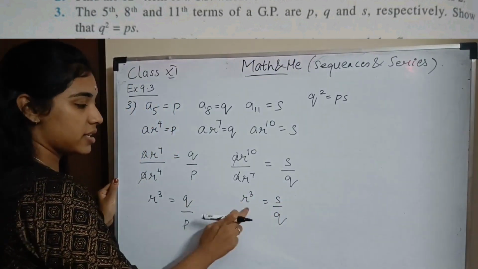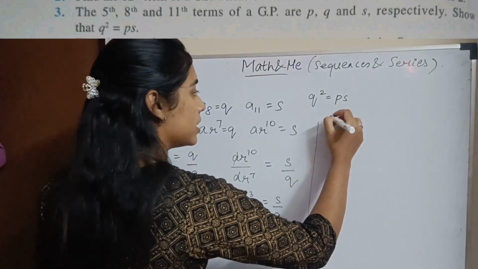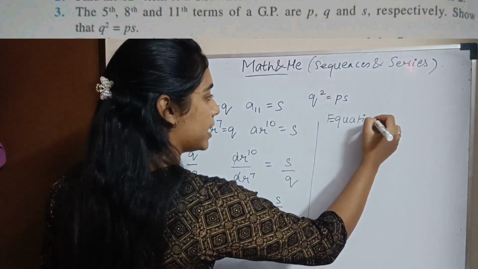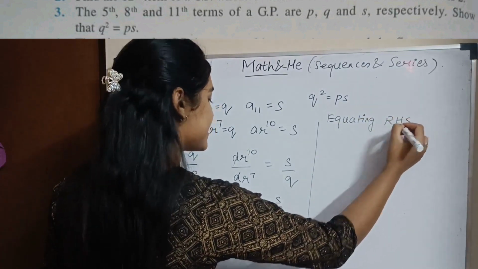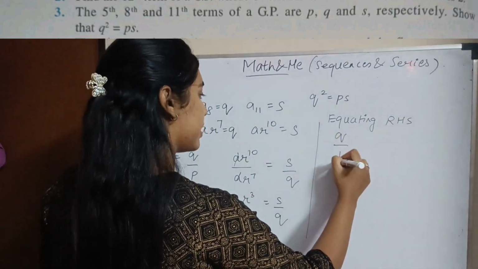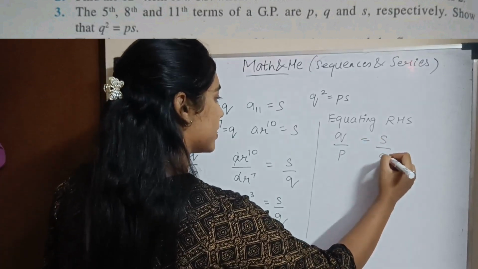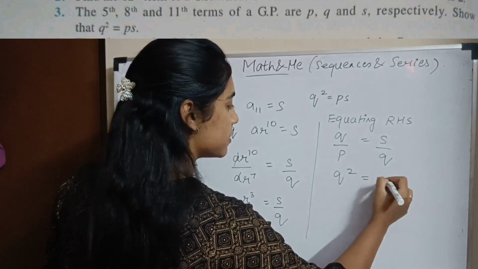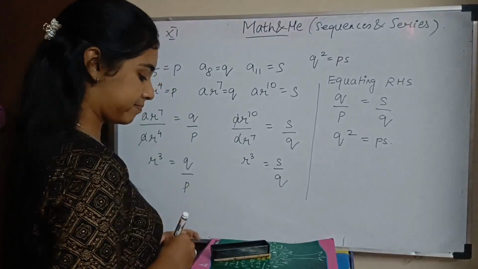Since the LHS is equal, equate the RHS. Equating RHS, I have q divided by p equals s divided by q. So cross multiplying, I have q square equals ps. Okay.